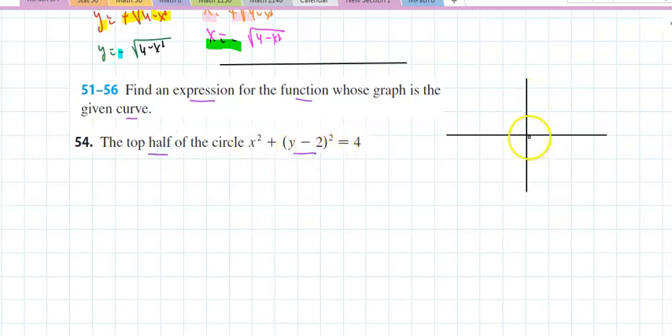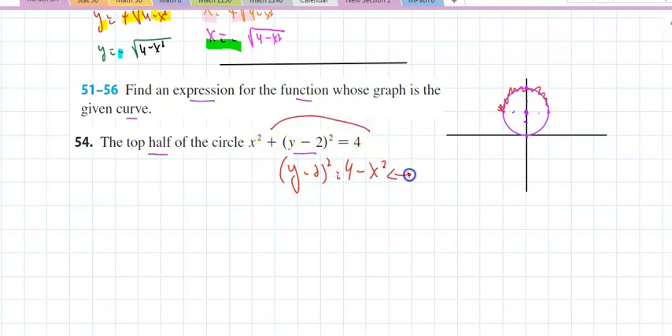Well, let's talk about this. The center is at 0, 2, with a radius of 2 up, 2 down, 2 to the right, and 2 to the left. So the circle is centered at 0, 2. They want an equation for the top half. If it's the top half, it's y equals. If it's the right or left, it's x equals. Move this over, and there it is. If you square root both sides, y minus 2 will equal plus or minus the square root of 4 minus x squared, and y would equal 2 plus or minus the square root of 4 minus x squared.